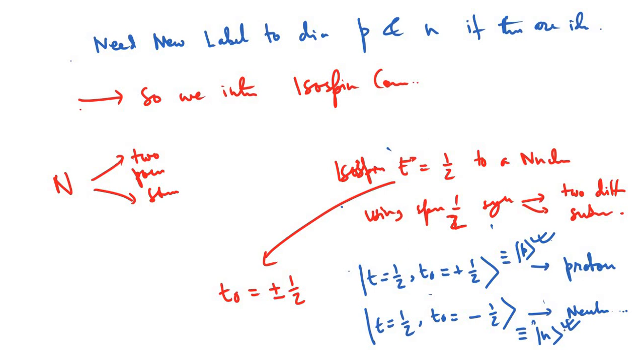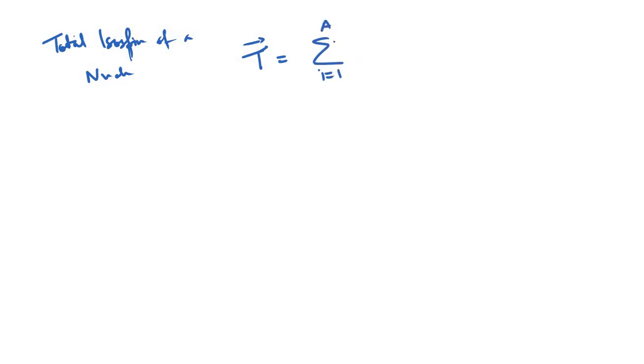Okay, now let us consider a nucleus, a many body quantum system. So what will be the total isospin of a nucleus? Total isospin of a nucleus, capital T, is equal to summation i equal to 1 to A, sum over A nucleons inside the nucleus, of the individual isospins. Now you see, this is quite identical to the rule for the addition of angular momentum.